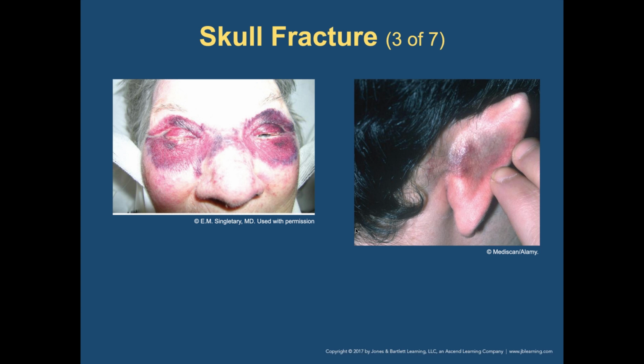Yes, that's true. And maybe they could rearrange the slides a little bit better. But the raccoon eyes and the battle signs, these are signs of a TBI and a skull fracture, mostly a skull fracture, because this is how blood's getting out of the skull. But these are tied in very closely with a TBI.